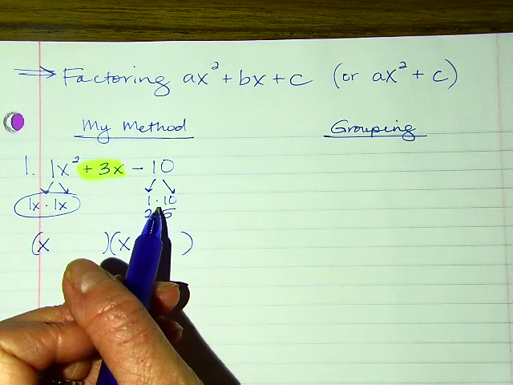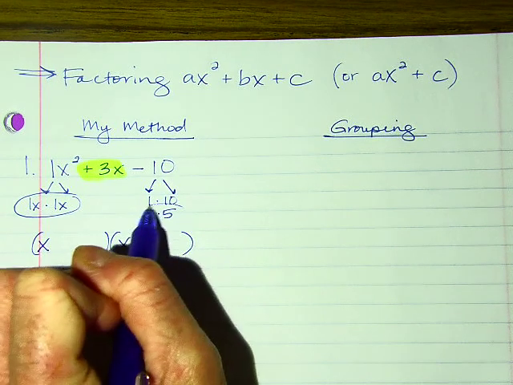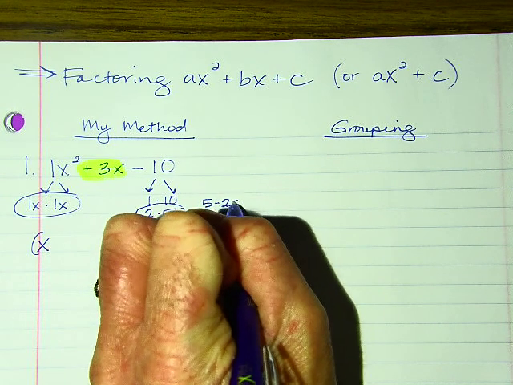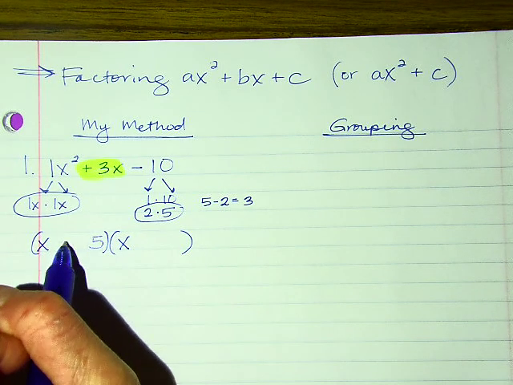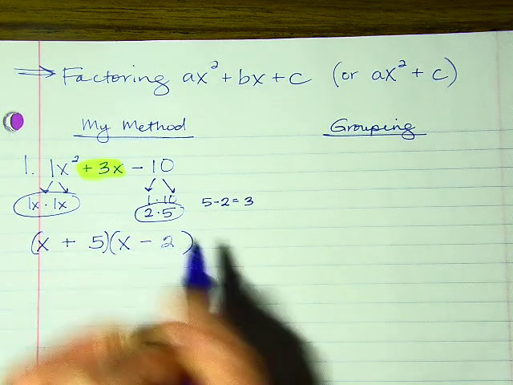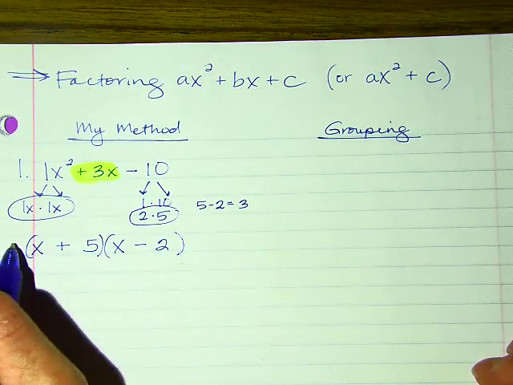10 and 1, those would only give me a sum of 11, or 9 if one of them was negative. But 2 and 5, I know that 5 minus 2 would equal 3. So one of these has to have a positive 5, and one of these has to have a negative 2. I didn't need to make my factors as big. And these would be my factors.